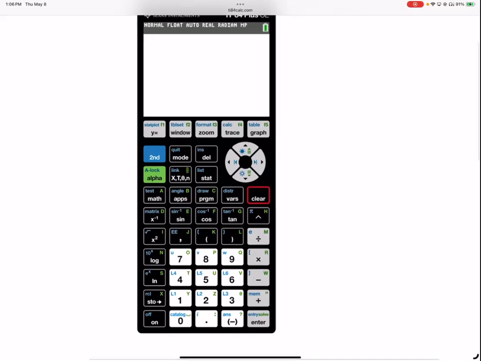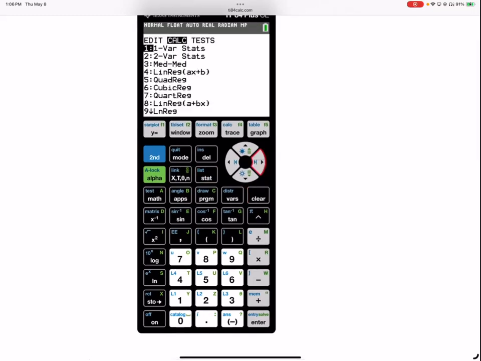All right, I'm going to hit stat, and I'm going to go over to test. Where do you think I'm going to go to? No, close. That's a mistake people will make. More specifically? What is it? No. One prop z-test. Because that's what we're doing.